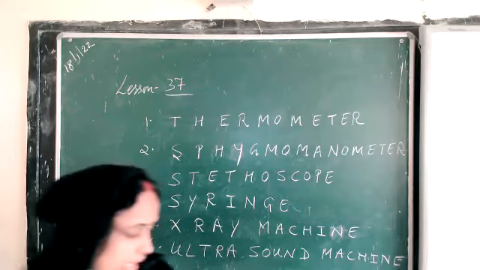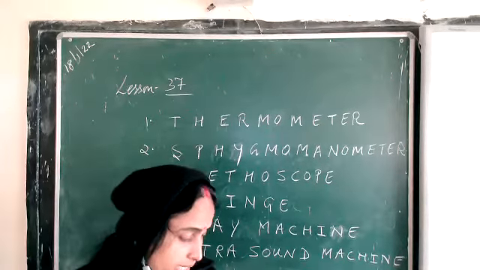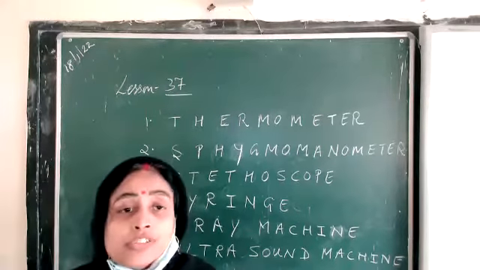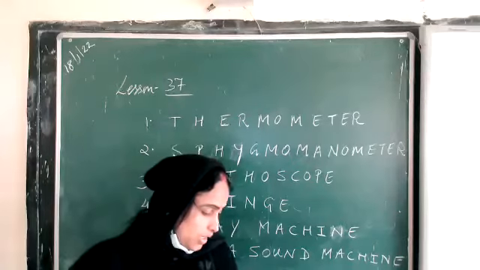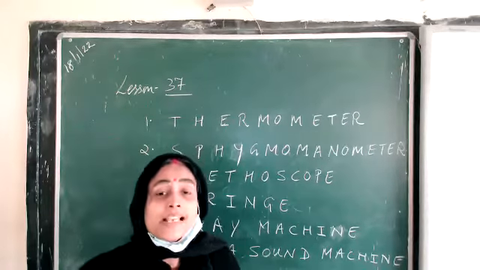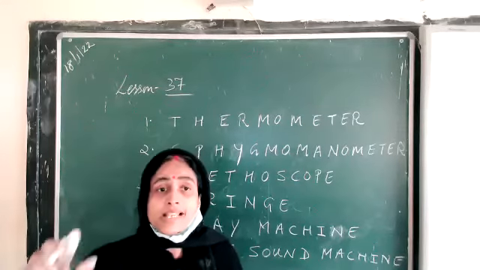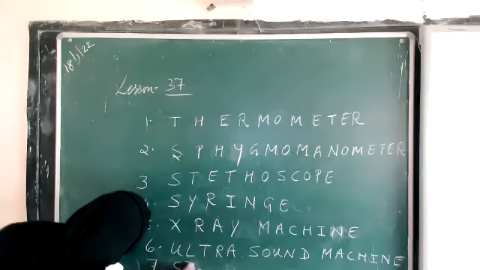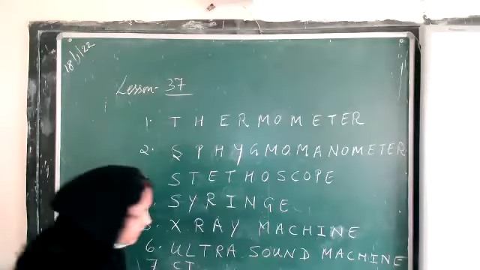Seventh one. Dash uses a computer and a rotating X-ray machine to create a detailed image of the body. How do we come to know that? With which equipment? That is the CT scan. The equipment name is CT scan. Okay, so you write CT. One box C and another box T, scan.